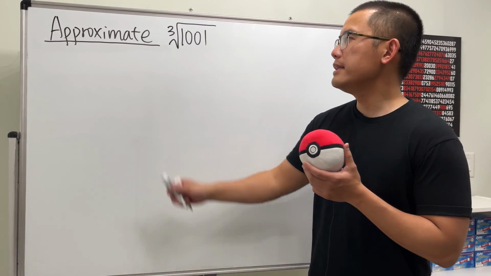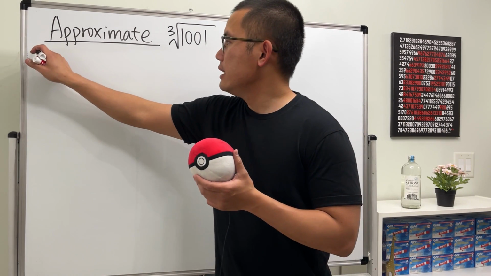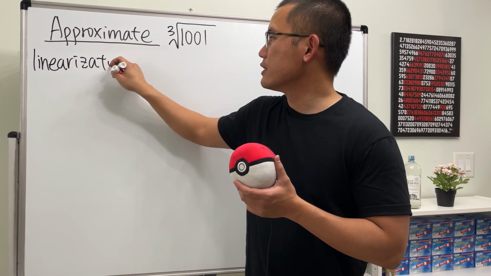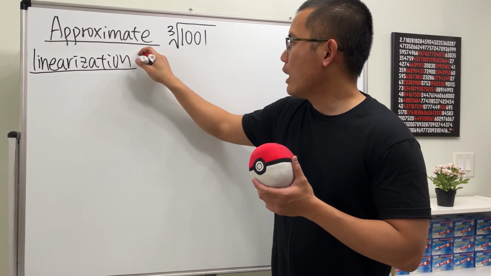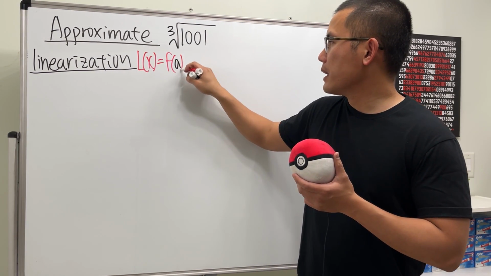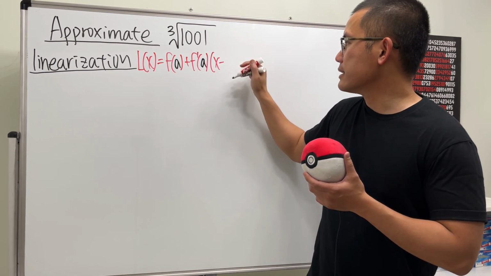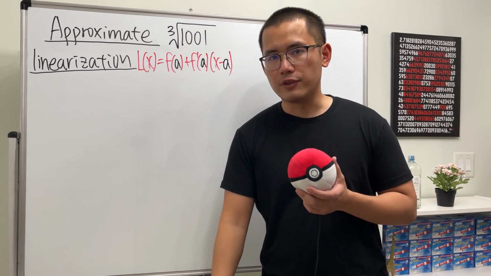Okay, we are going to approximate the cube root of 1001, and let's do the linearization first. This is just the equation of the tangent line, and we have a very nice formula. Let me write that down for you guys. We know that L of x is equal to f of a plus f prime of a, and then we multiply by x minus a.